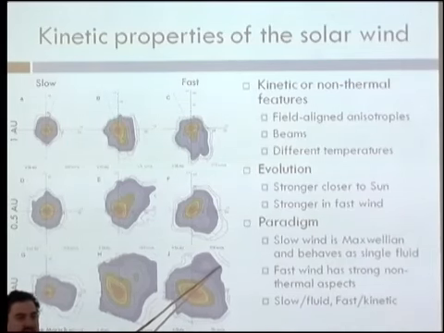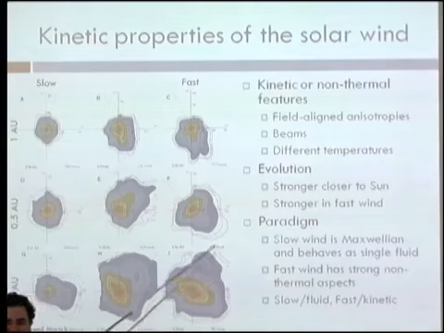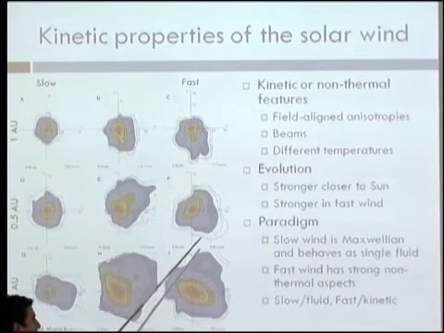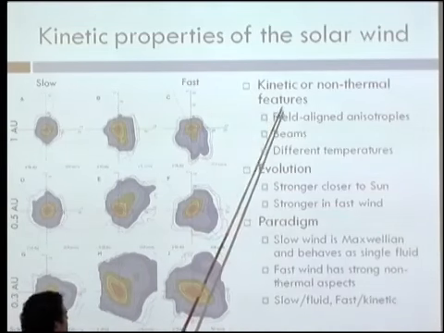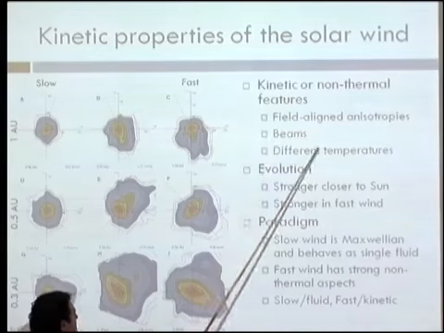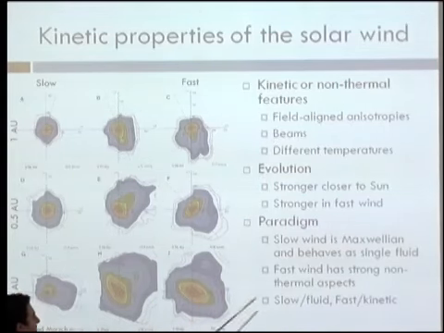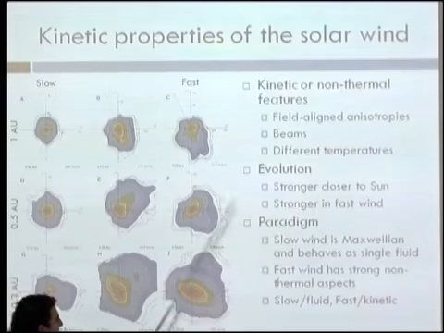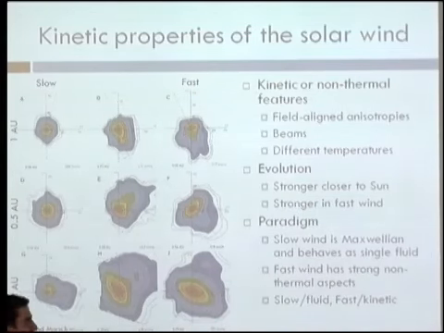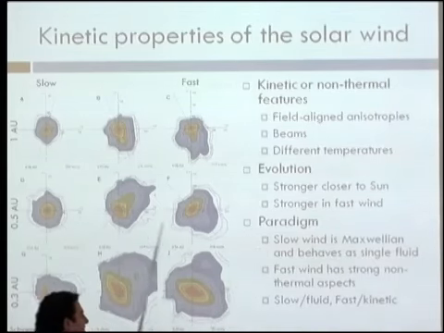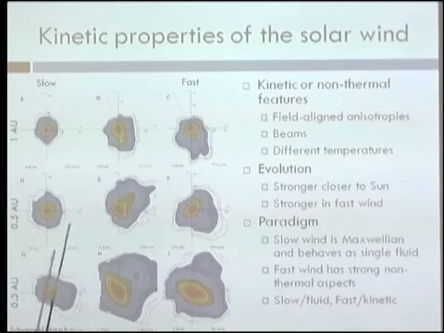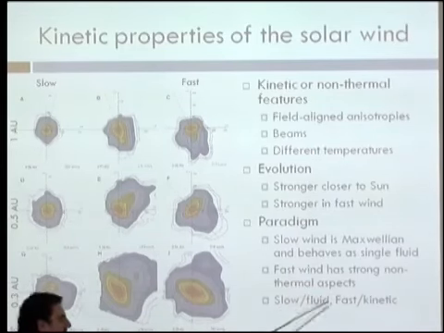Those are also protons, so there are 2 peaks in the proton distribution when you get close to the sun in the fast wind. So you have all these different kinetic or non-thermal features: field line anisotropies, beams, different temperatures. It's stronger closer to the sun, it's stronger in fast wind. And in our community, we have this paradigm that slow wind is Maxwellian and behaves like a single fluid. Fast wind has strong non-thermal aspects, so slow, fluid; fast, kinetic.